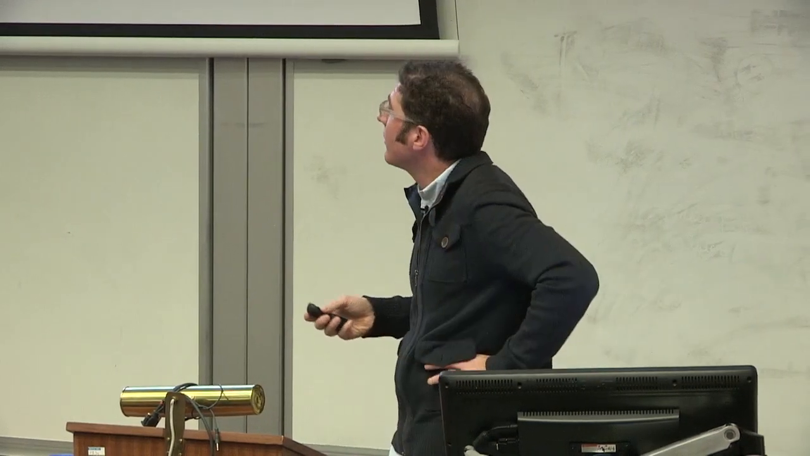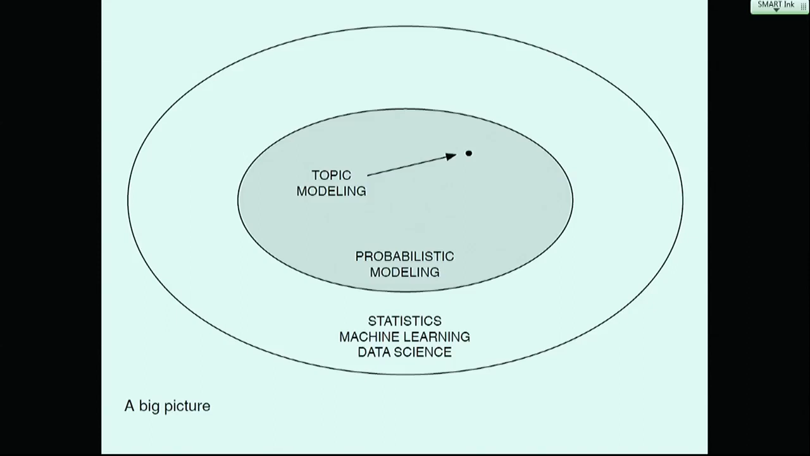So the big picture that I have in my head is that there's statistics, machine learning, and data science. They're all the same. Inside that, there's probabilistic modeling. And topic modeling is one piece of this larger world of probabilistic modeling. Okay? I used to put that in the center, but it gave the wrong impression.